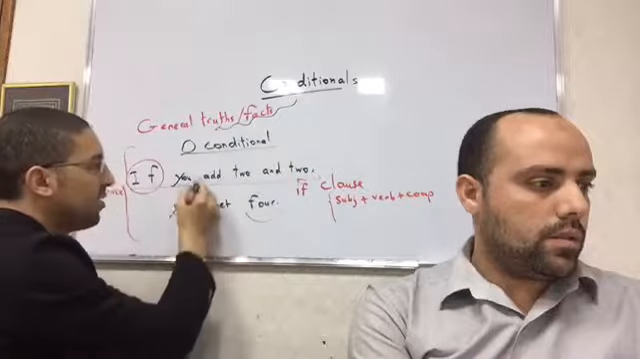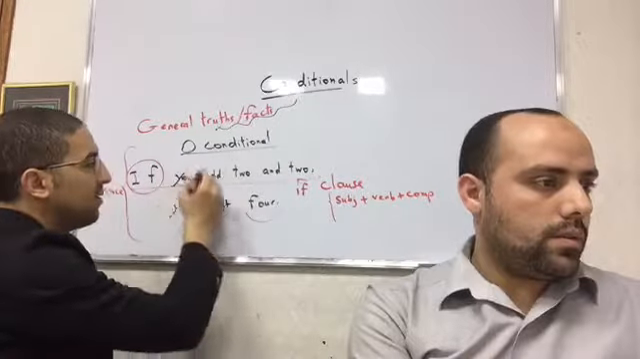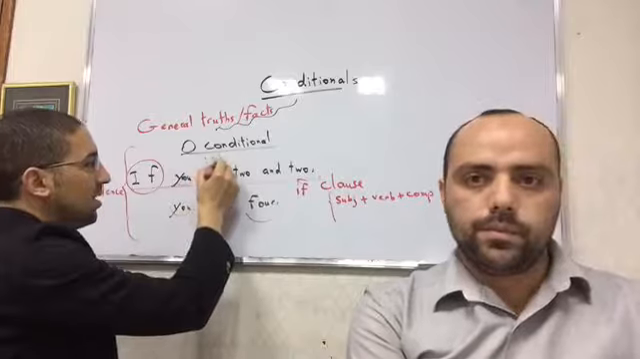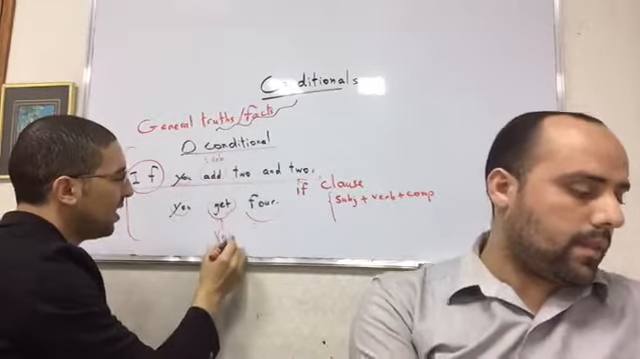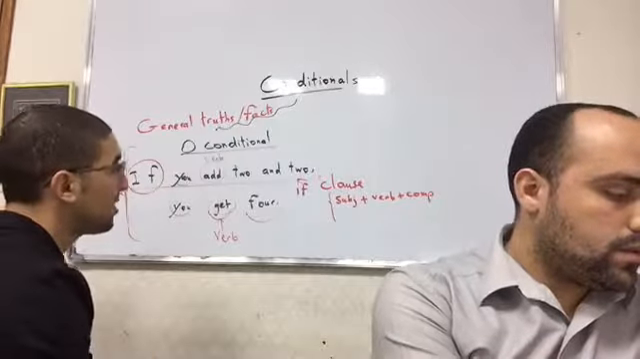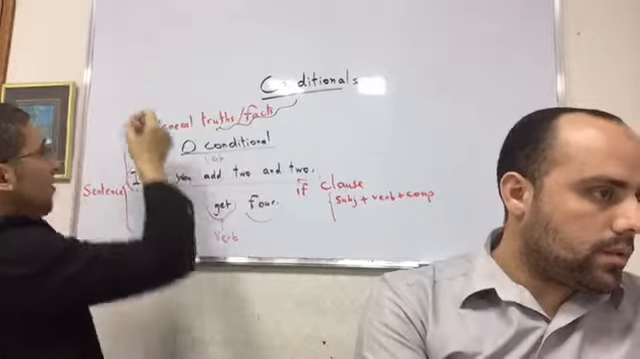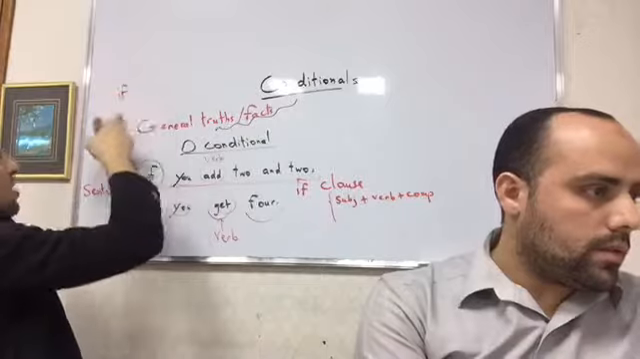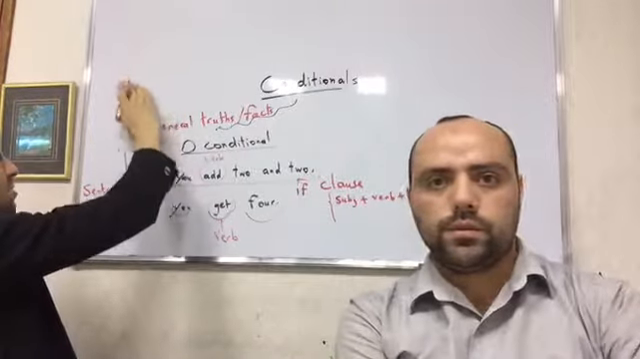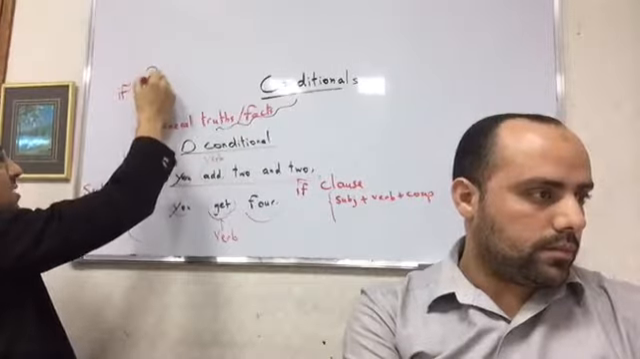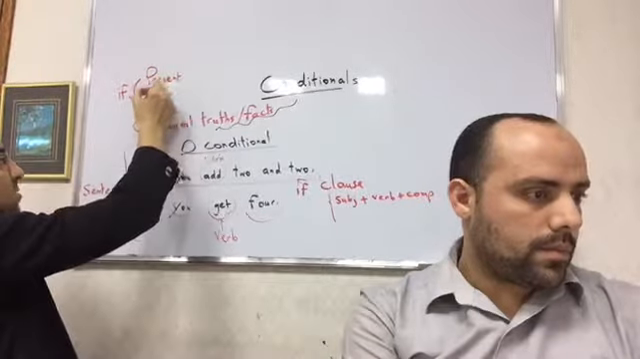The verb here in the first sentence is am. This is the verb. And the verb in here is get. This is the verb. And both verbs are in the present simple. So in the if clause, you have the present simple. The verb is in the present simple.